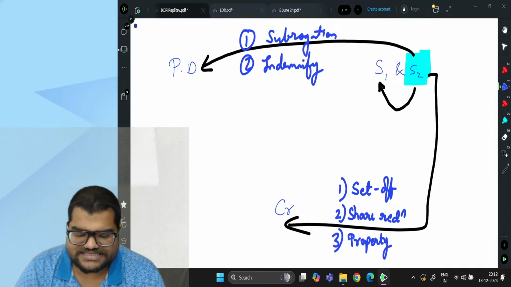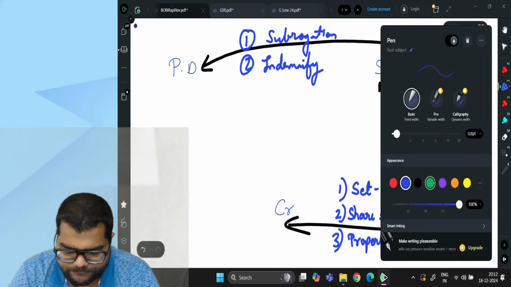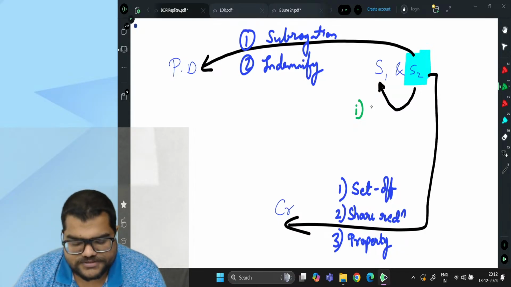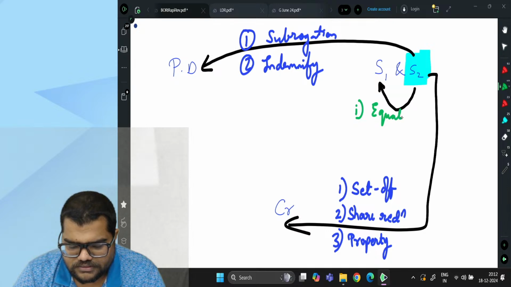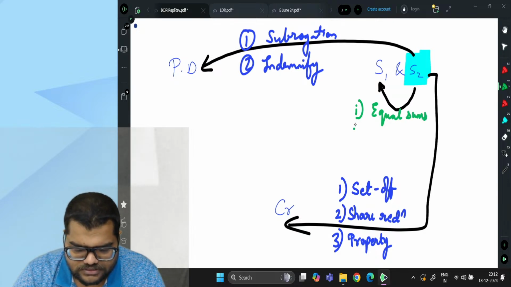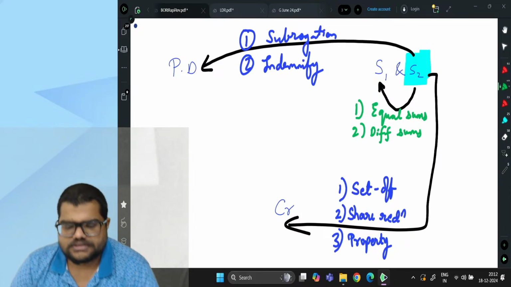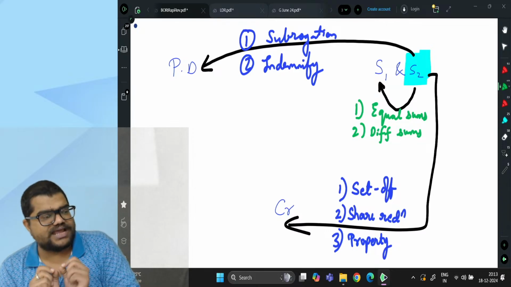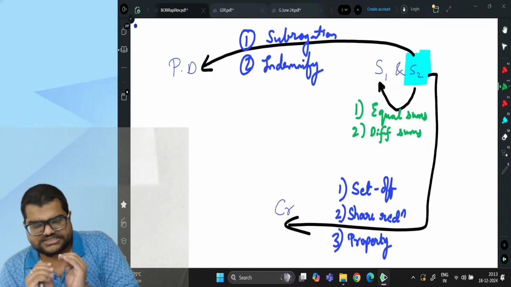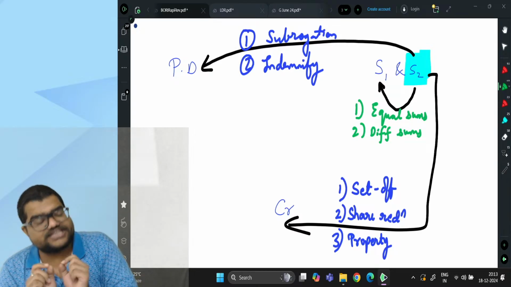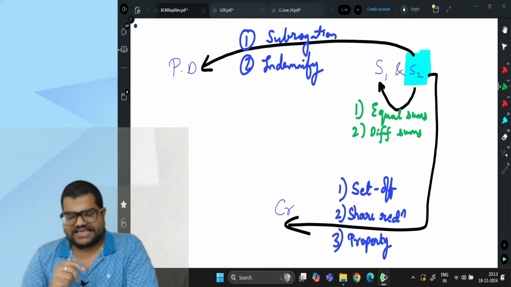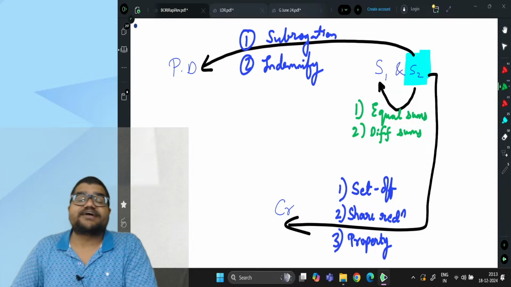Against co-surety, that is against S1: bound with equal sums and bound with different sums. Number 1, equal sums. And number 2, different sums. So this is basically the whole topic. I will explain every point. I'm right now just writing down all the head points. I will explain each of them. Don't worry. These are just the head points. So basically these many points you have. Let's start one by one.